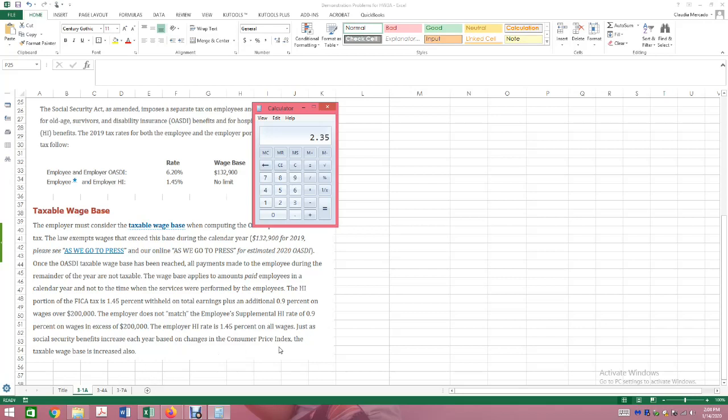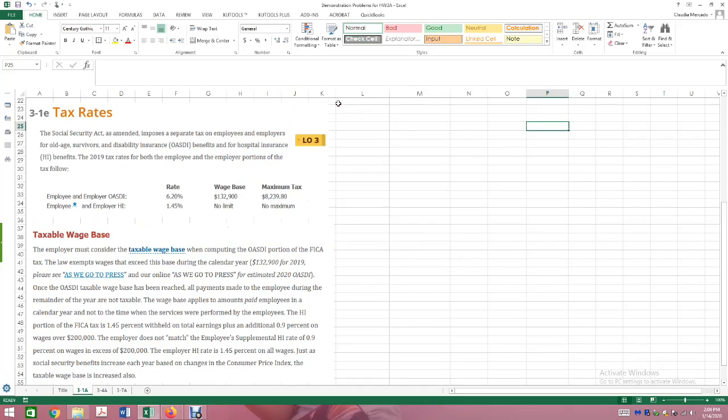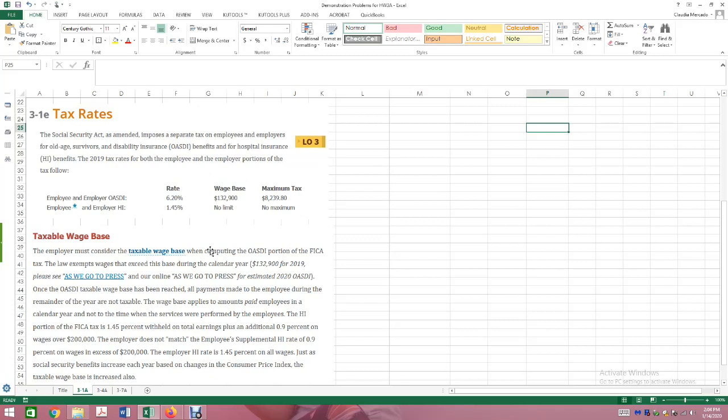They're just letting you know here that Social Security benefits increase each year based on the changes in the Consumer Price Index. Thus, the taxable wage base is increased also. So these figures here are continuously updated. This is coming straight from the textbook. This is very important. We need to know our rates for OASDI and for HI, which are the same for the employee and the employer, and our wage base. $132,900 is our cap for OASDI.